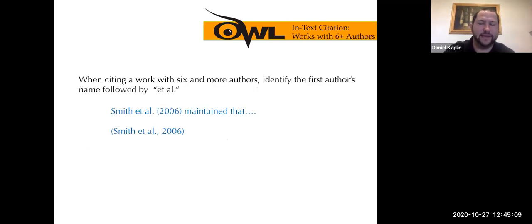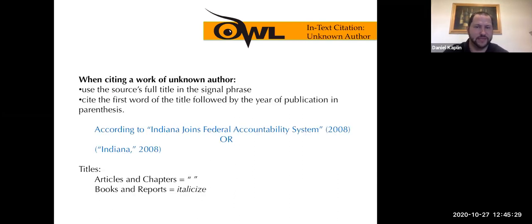So the same idea, showing you how to use 6 or more authors. There's been no change from 6th edition to 7th edition, but I figured I'd let you know anyway. So Smith et al., that is a signal phrase, and then (Smith et al.) in the parentheses is the parenthetical citation.